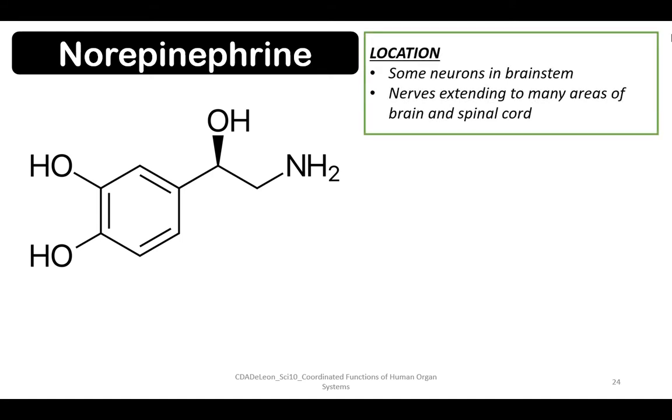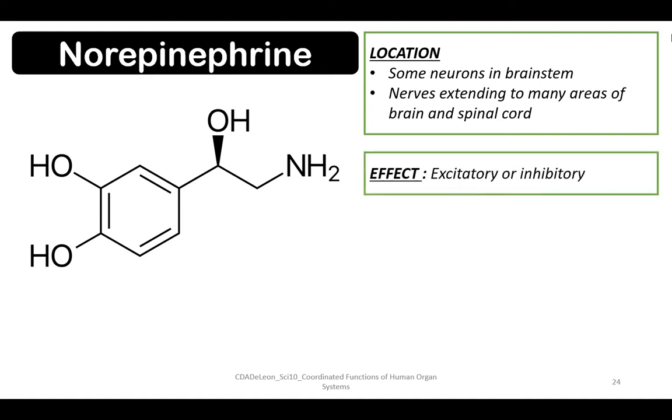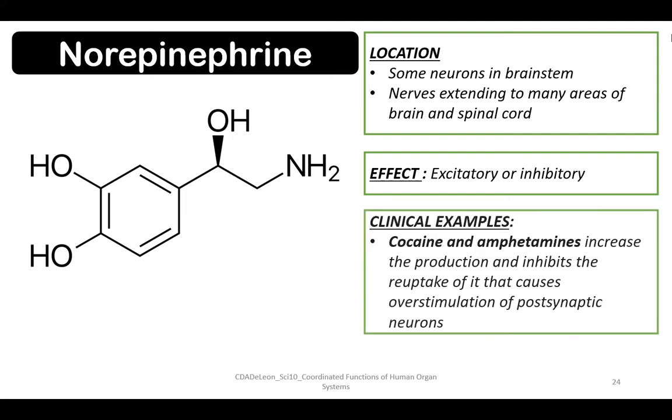Norepinephrine, some neurons in the brainstem and nerves extending to many areas of the brain and spinal cord. Effects excitatory or inhibitory. Clinical examples are cocaine and amphetamines. They increase the production and inhibit the reuptake of it, which causes overstimulation of postsynaptic neurons. It has an addictive effect.